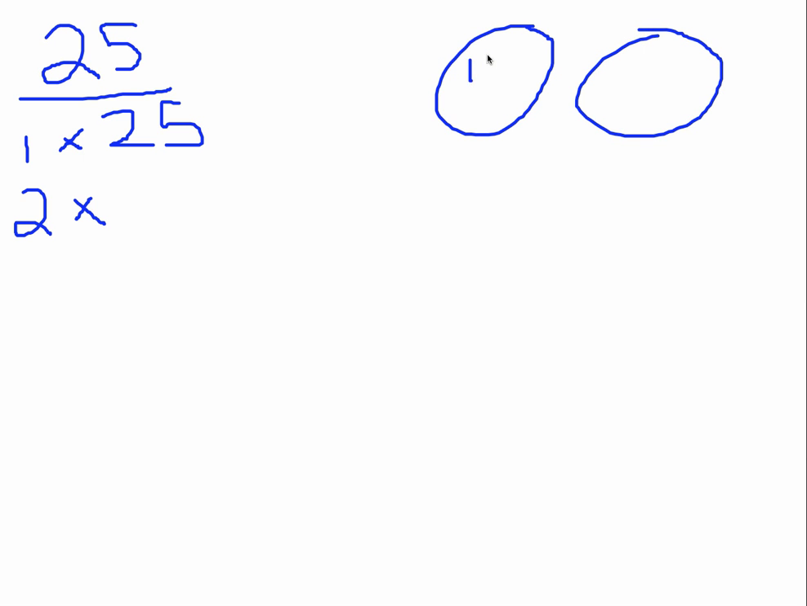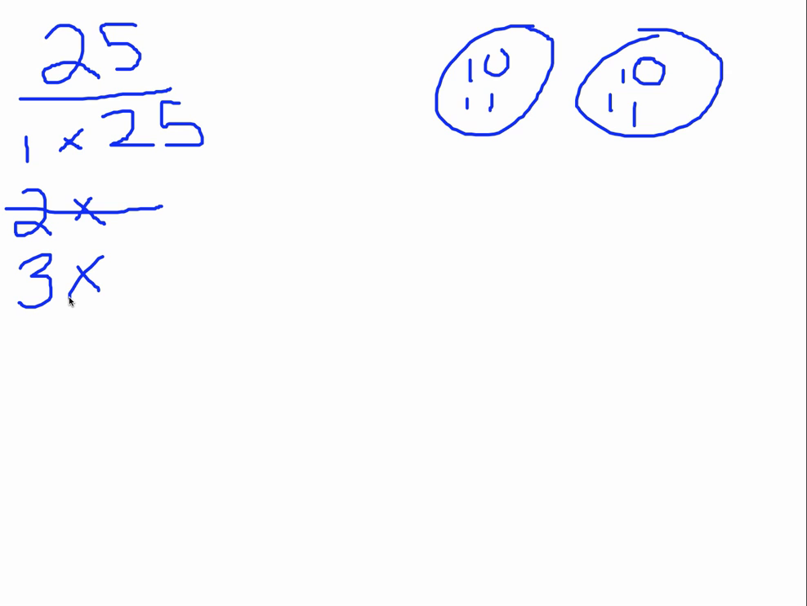So 10, 20, I have 5 left to go, 21, 22, 23, 24. I have 1 left over. I need to be able to split it as a whole. That doesn't work, so 2 is not going to work. Cross it out. Then I would try the number 3.